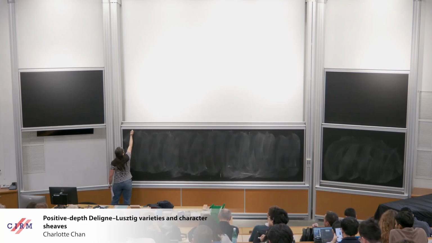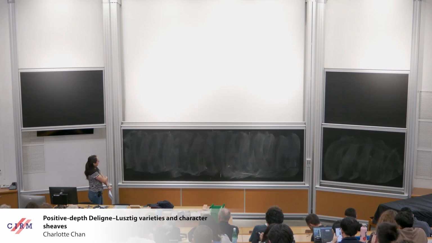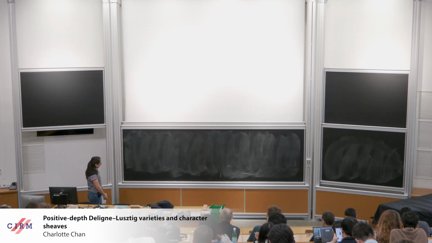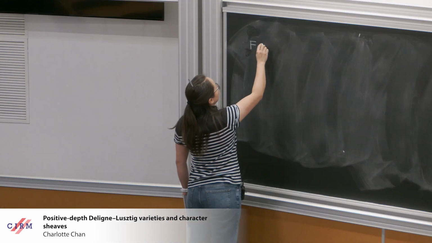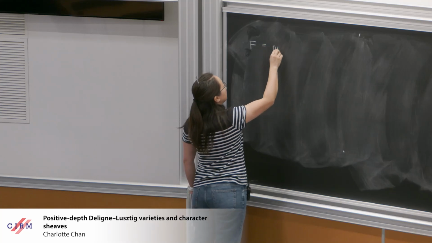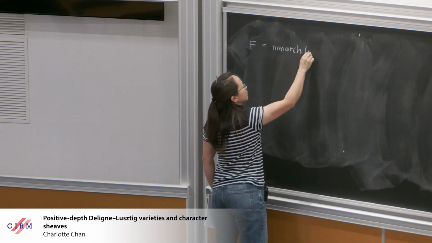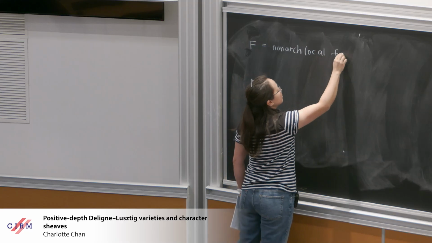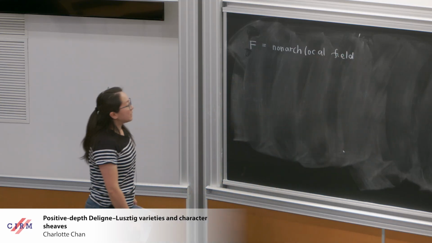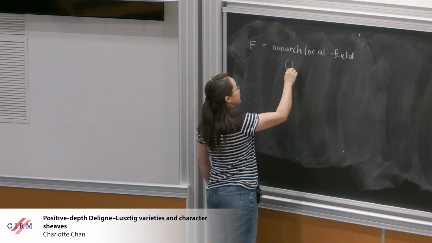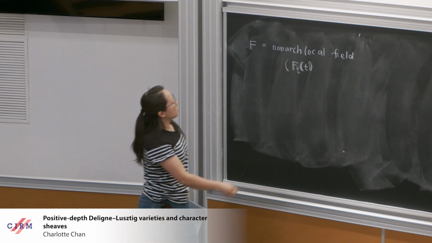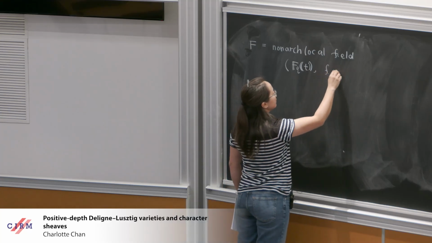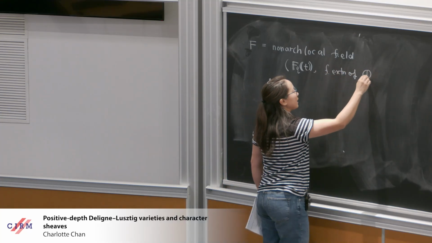Ultimately, what's driving a lot of my research interest is representations of p-adic groups. And so let me set up some notation for this. For all of my talks, F will be a non-Archimedean local field. This means something like the field of Laurent series over FQ, or it means a finite extension of QP.